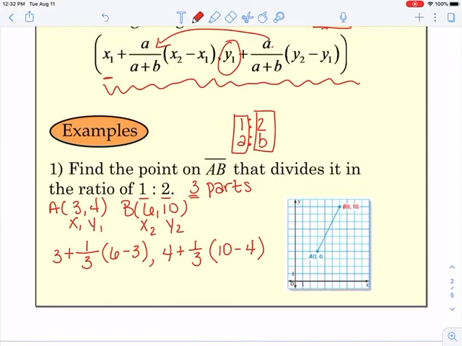Again, just make sure that you follow order of operations here. So I'm going to have 3 plus 1/3 times, and 6 minus 3 is 3. I'll continue on the other side as well and do the subtraction there. 10 minus 4 is 6.